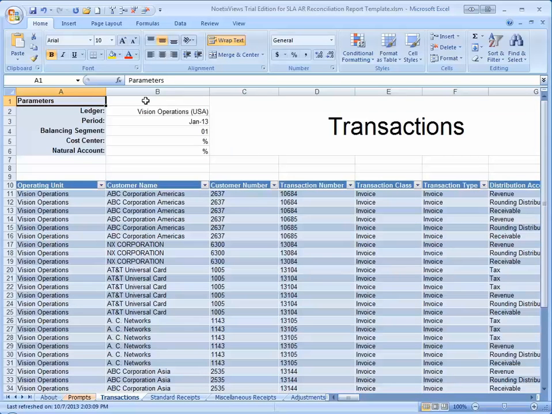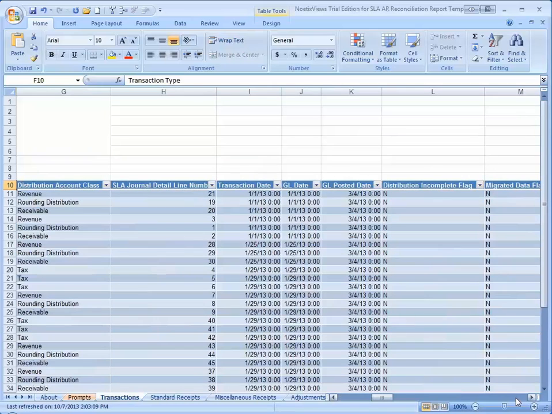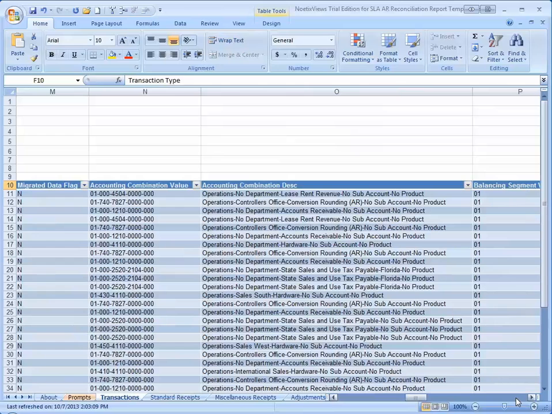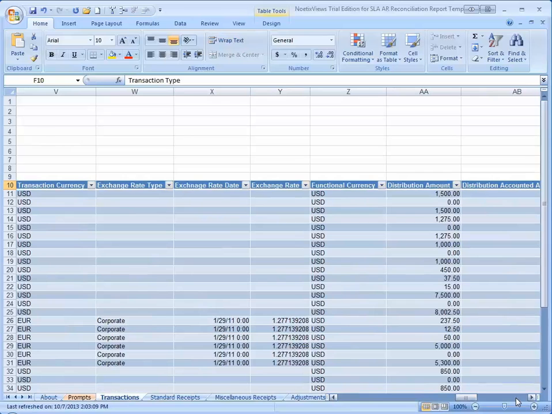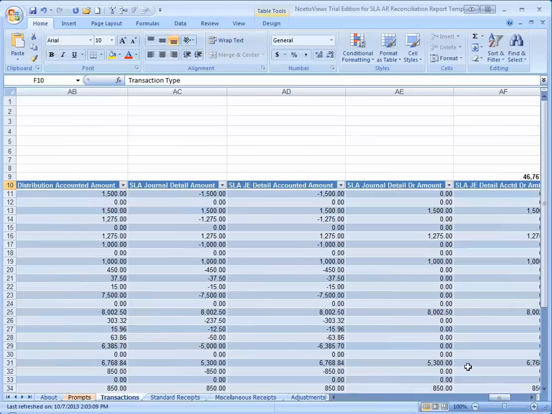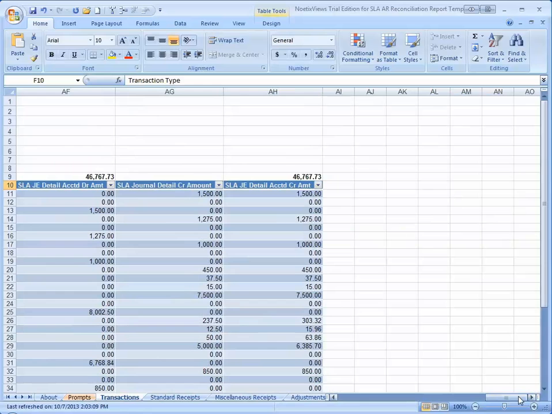The Transactions tab displays receivables transactions such as invoices and credit memos. The data comes from the AR Transactions dist view. It has customer information, transaction class information and type, the accounting class, as well as the SLA and GL posting information, the distribution account and the distribution amount, and the accounted debit and credit amounts in both the transaction and primary currencies.